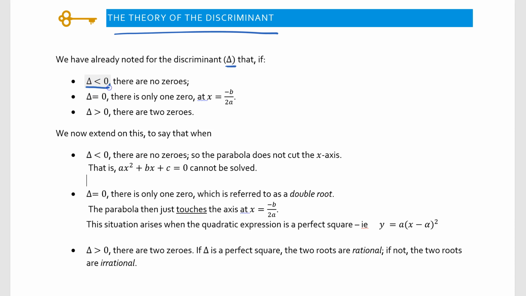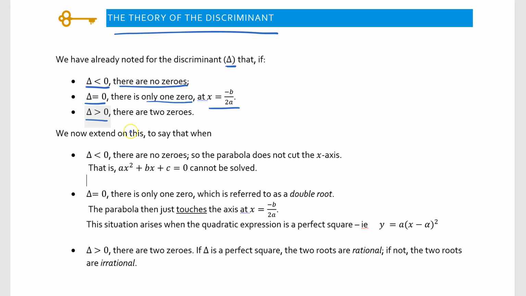We know that if the discriminant is negative, the implication is that there are no zeros on our parabola, which means that it doesn't cut the x-axis. If the discriminant equals 0, then there is only one zero or one root. That occurs at x equals minus b on 2a, the axis of symmetry, and it means that the parabola comes and touches the x-axis at one point only.